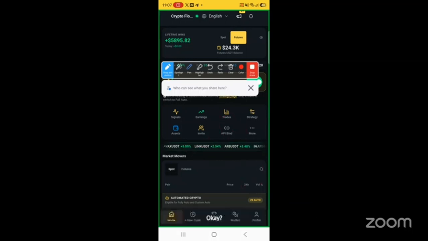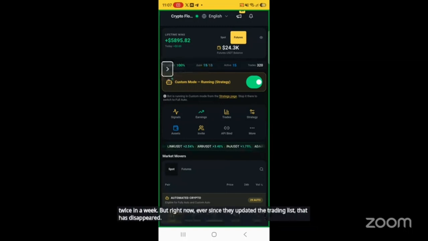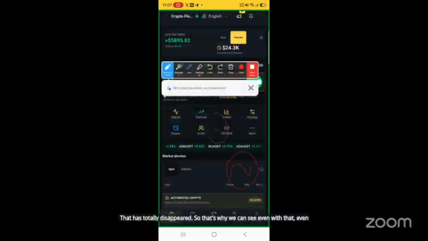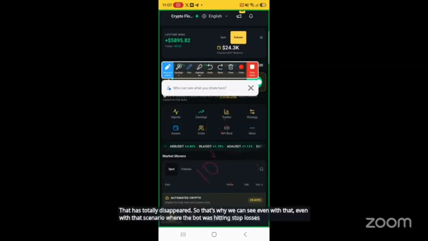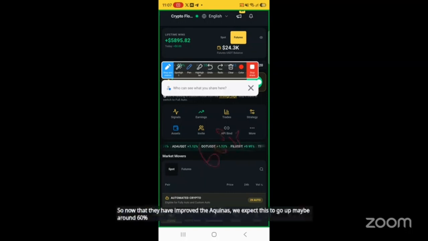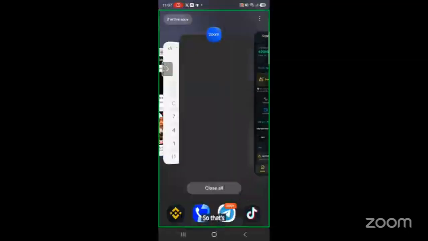Maybe in a week you get one stop loss, or maybe stopped out twice in a week. But right now, ever since they updated the trading list, that has totally disappeared. So that's why we can say even with that scenario where the bot was hitting stop losses, it was making 10% to 30% every single month. Even with stop losses included, at the end of the month the net profit is around 10% to 30%. So now that they have improved their coins, we expect this to go up to maybe 60% or 70% of wins coming in every single month. Okay, so that's how I can answer that.